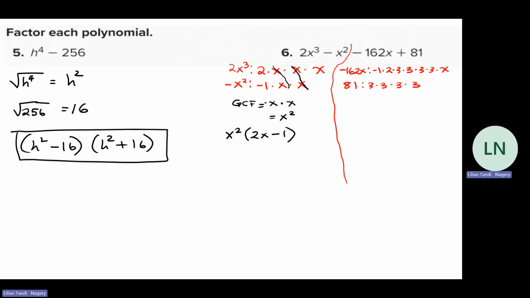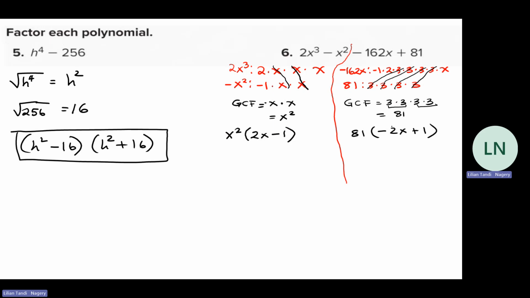Okay. Now we do this side. The GCF is this, this, this, this. So GCF will be 3 times 3 times 3 times 3, which is 81, because this is 9 times 9. So here will be 81. What is remaining? Negative 2x. And here nothing is remaining, so plus 1.